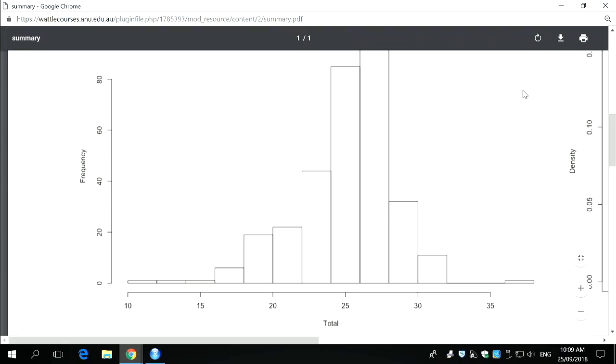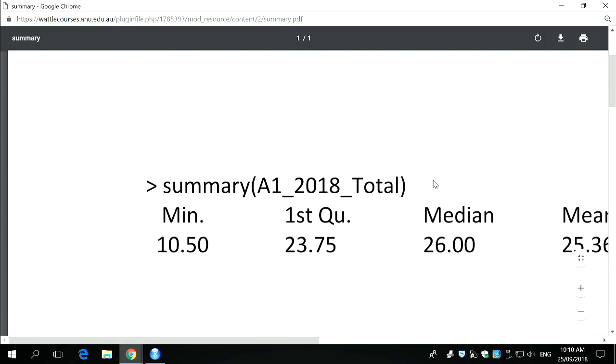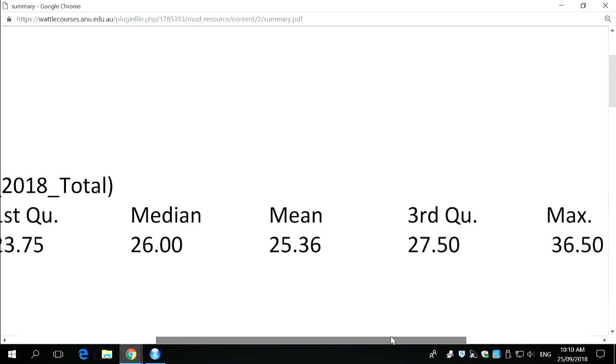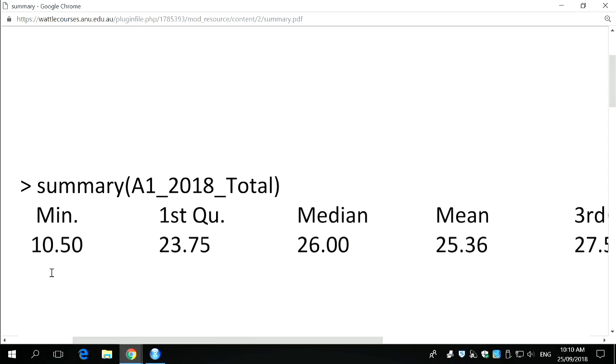So let me have a talk about where the marks sat. This is the 5-number summary of the marks. So yeah, the lowest mark was 10.5.